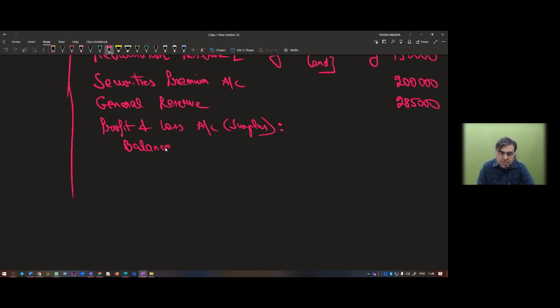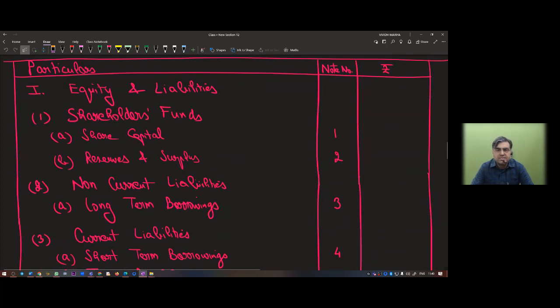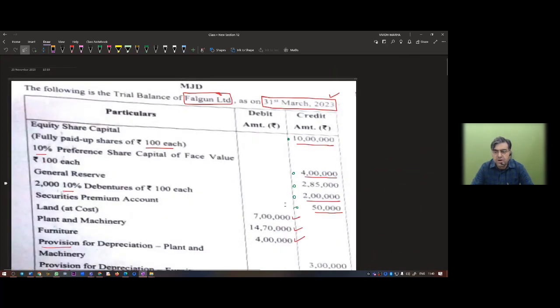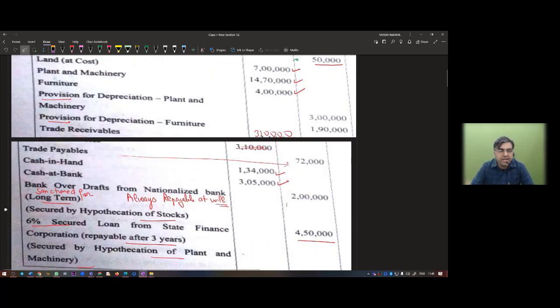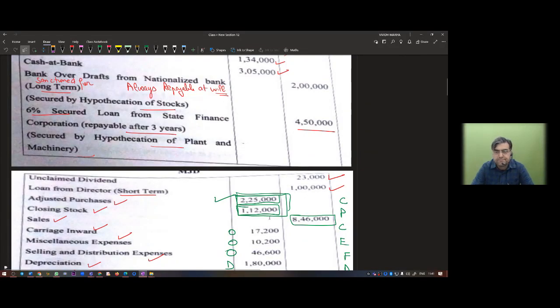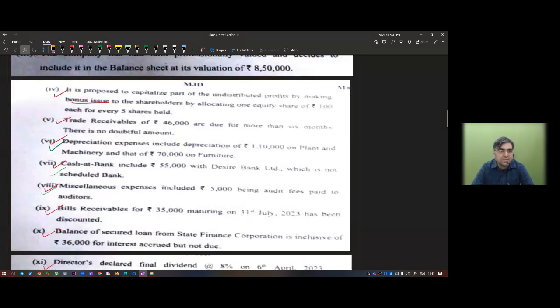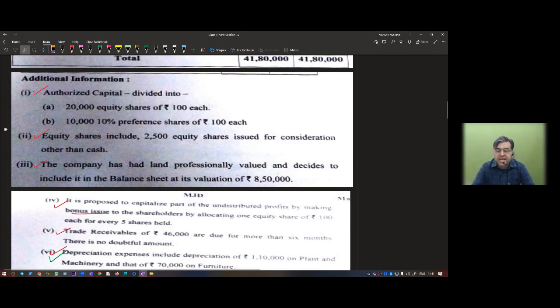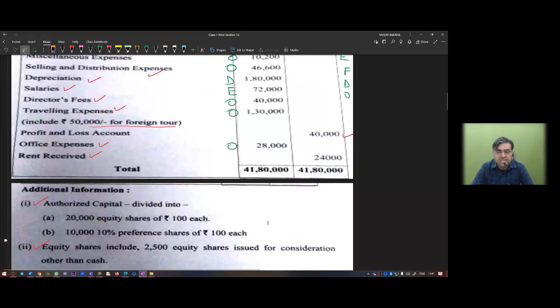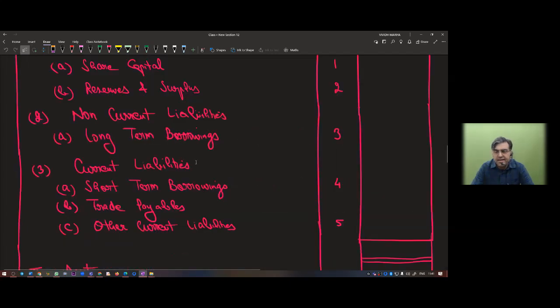Balance brought down is, it's all hard work, guys. Nothing comes without hard work. Securities premium is, no, sorry, it is 50,000. We need to correct the thing. Next part, the balance in P&L account is 40,000. Let's correct and come back.